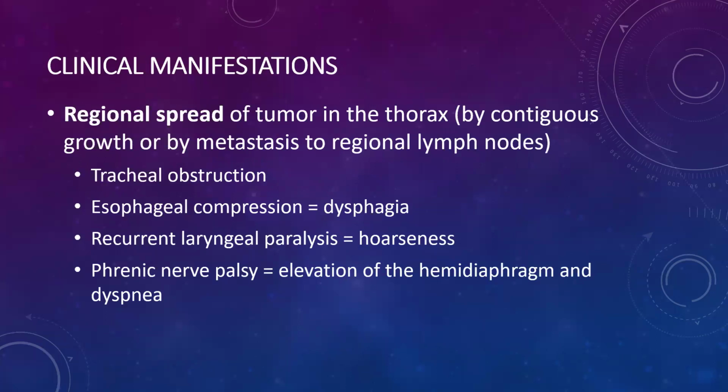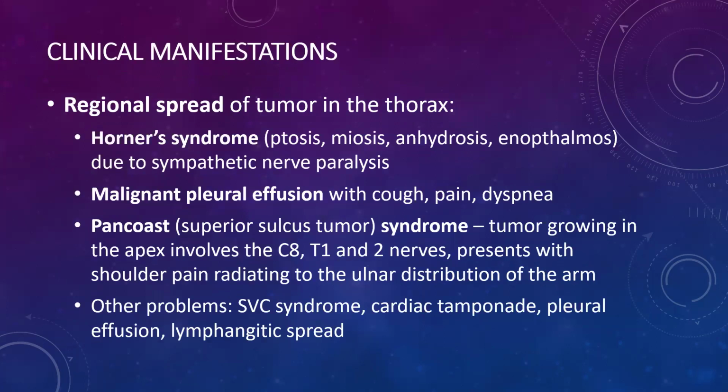Patients can also present with regional spread of the tumor in the thorax. This is usually contiguous growth or metastasis to regional lymph nodes. It can be seen as tracheal obstruction, esophageal compression leading to dysphagia, hoarseness because of recurrent laryngeal nerve paralysis, and phrenic nerve palsy, which can lead to elevation of the hemidiaphragm and dyspnea. Also, patients can have Horner syndrome: ptosis, miosis, anhidrosis, and enophthalmos because of sympathetic nerve paralysis.